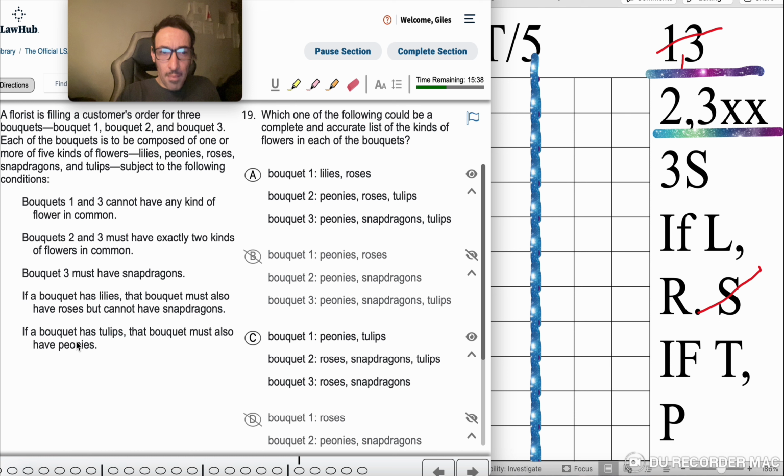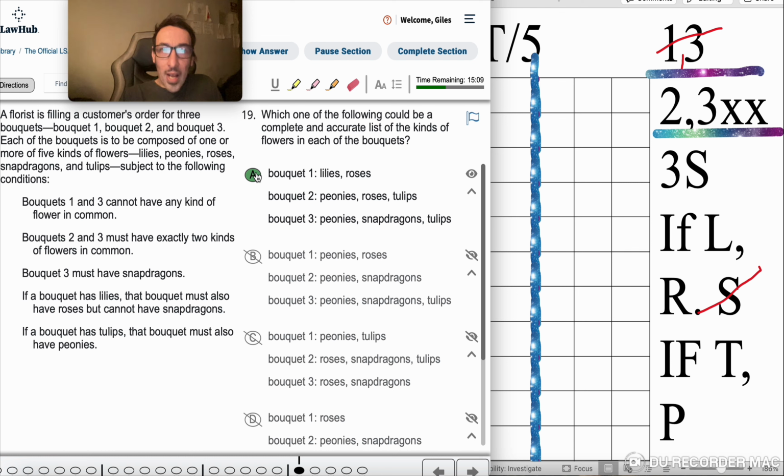If a bouquet has T, the bouquet must also have P. So if T, then P. We're looking for a T, and then we see a P. This one does have it. We see a T here, and then we see a P. We see a T here, and we see a P. We see a T, but we do not see a P. So let's go ahead and remove this one. Process of elimination brings us to choice A.